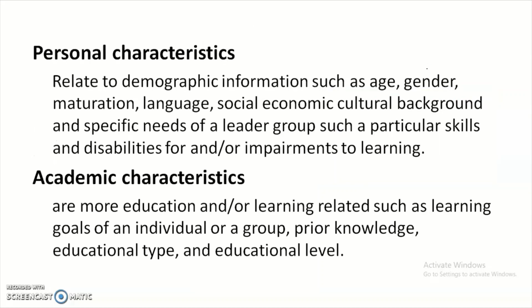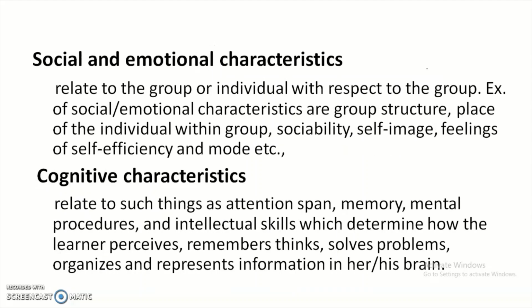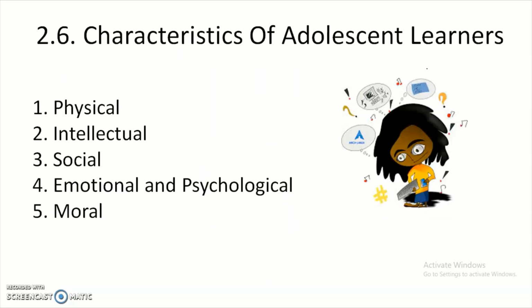So personal means the place where the candidates are staying, from that place they will learn something, and due to their age, gender, maturation, language, and social, economic, cultural background, from all these things they will learn by themselves personally. And the academic characteristics means the educational type or the educational system they are in. And the social and emotional characteristics means in which community they are staying, with which group they are staying. Cognitive characteristics is related to the brain, that is the IQ levels of the candidates.